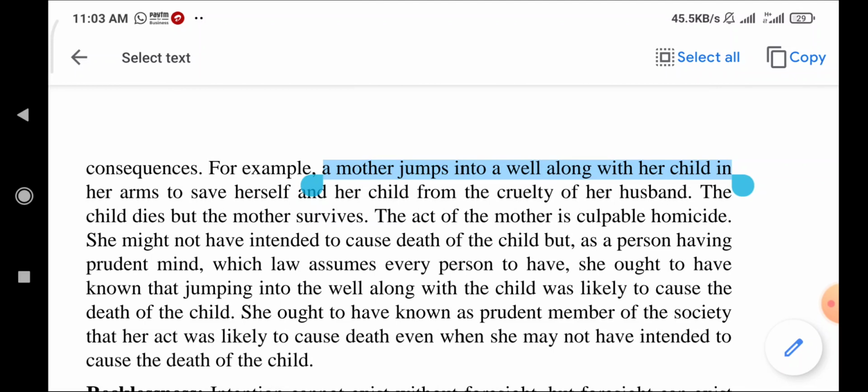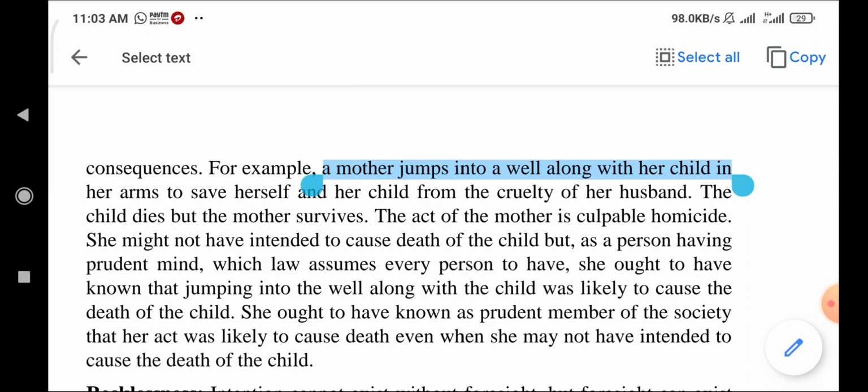So you can see this is the example of culpable homicide, but you can also apply the abetment case. एक केस के साथ बहुत सारे सेक्शंस लगते हैं, but the major example is of culpable homicide. Okay.